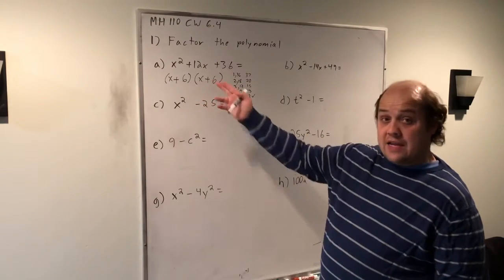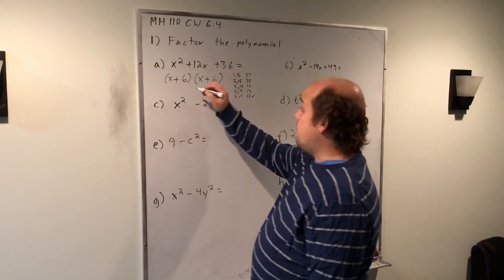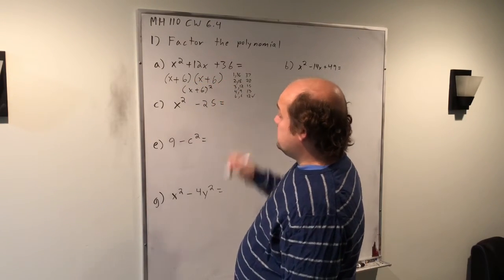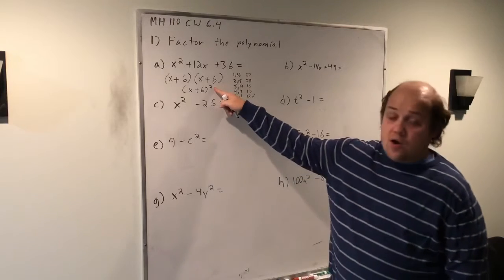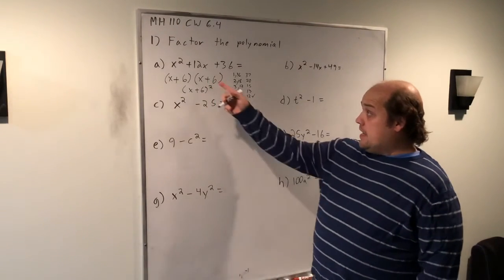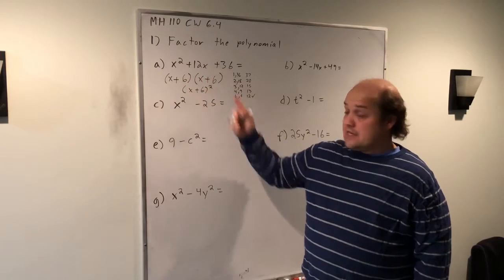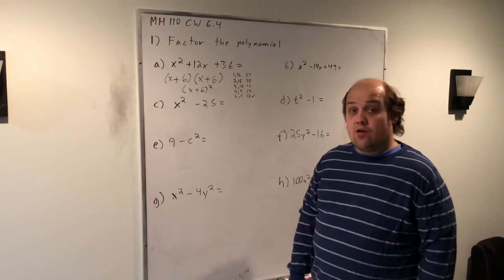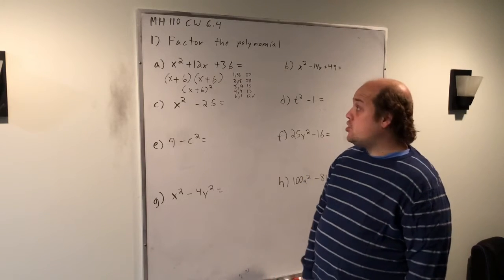Another way of writing x plus 6 times itself would be writing x plus 6 quantity squared, because when I put that squared, it means something times itself. So again, I can get to this correct answer, x plus 6 times x plus 6, by using the methods that we've been using all along. That said, there's a shortcut here.